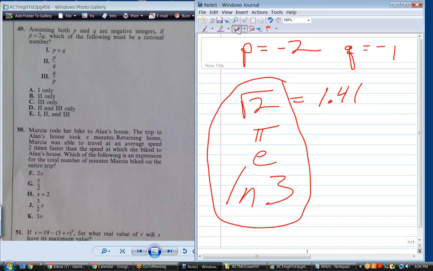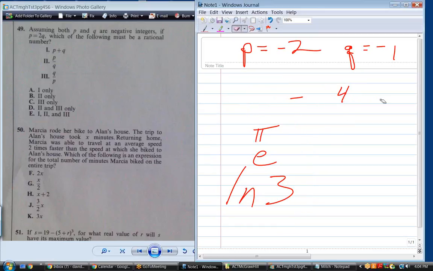Okay. So, getting back to this problem, p over q is one integer over another. We're writing it as a fraction. That's rational. What would present a problem making this rational? Q or 0? But it can't be 0 because they've told us that both p and q are negative integers. And 0 is neither positive nor negative.